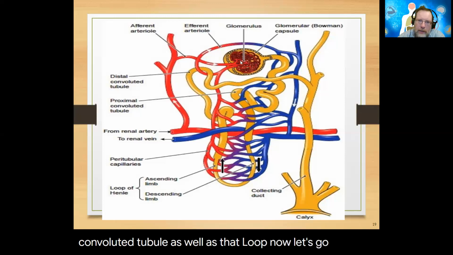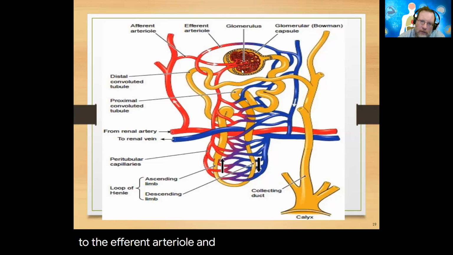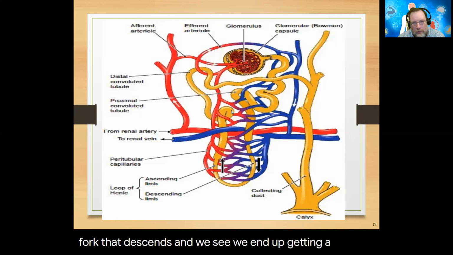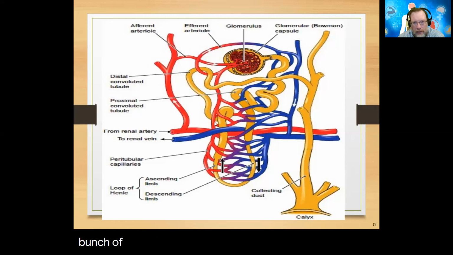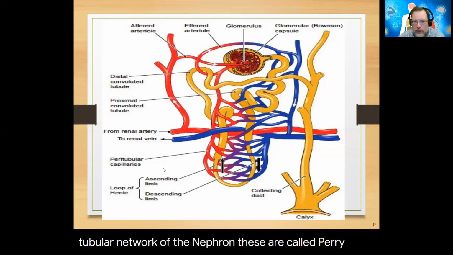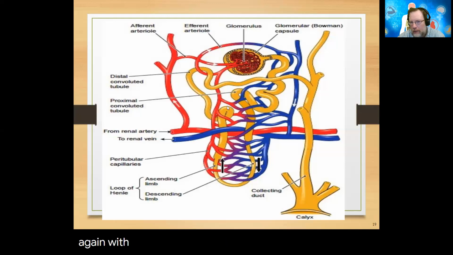Now let's go back up to the efferent arteriole and go to the other fork, the fork that descends. We end up getting a whole bunch of little capillaries that are intertwined with the tubular network of the nephron. These are called peritubular capillaries, around the tube. Again, with a capillary, we can drop things off, pick things up.